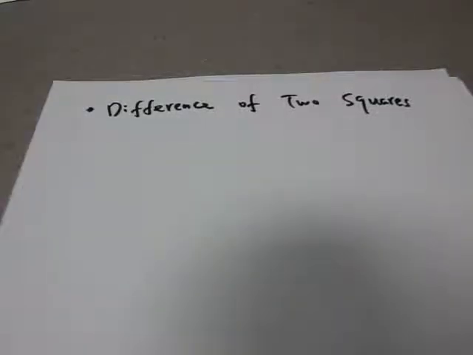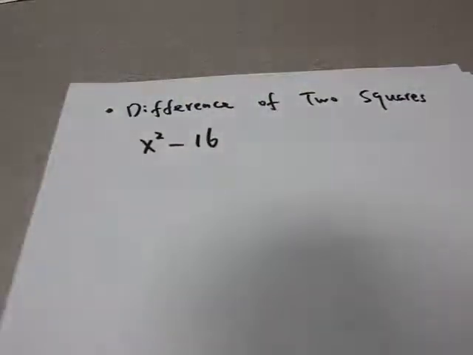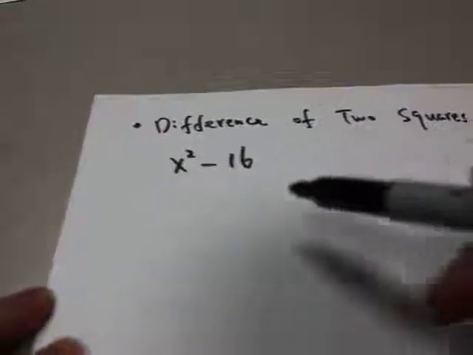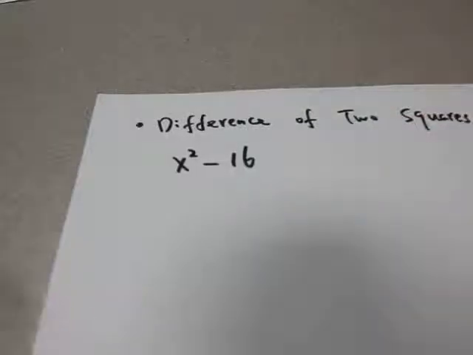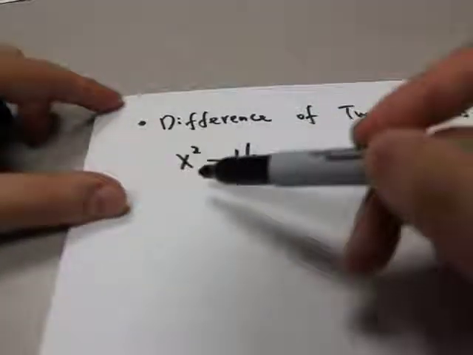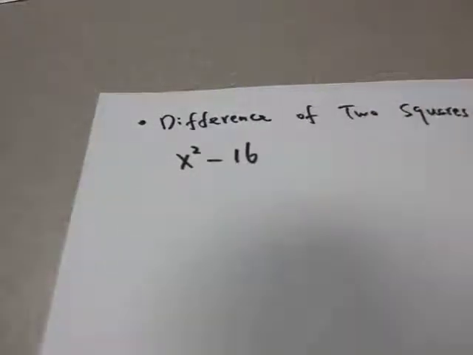Now, in this video, I'm gonna show you, if we can't find a greatest common factor in a binomial, then what are we gonna do? So here we have a binomial x squared minus 16, and as you can see, there is no greatest common factor between x squared and 16, right?